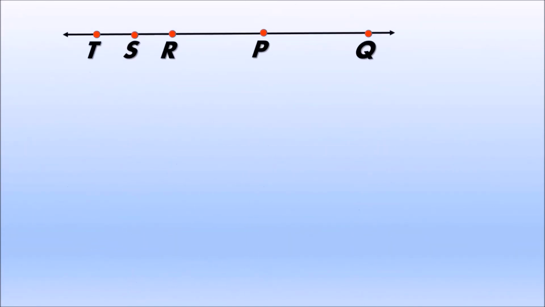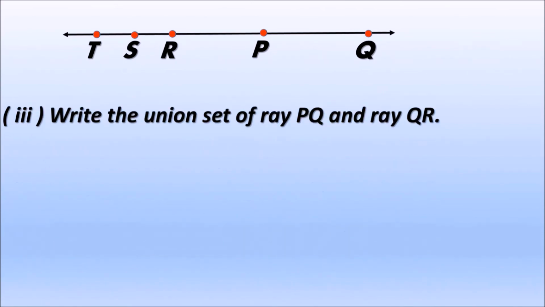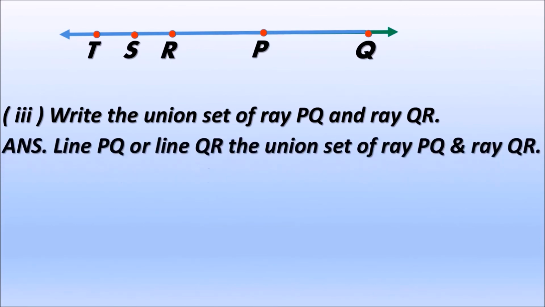Now here we have the next question. Write the union set of ray PQ and ray QR. Union means together, which figure they will form. It is ray PQ, and here we have ray QR. What do they form together? Together they form a line. So you can say it is line PQ or line QR.